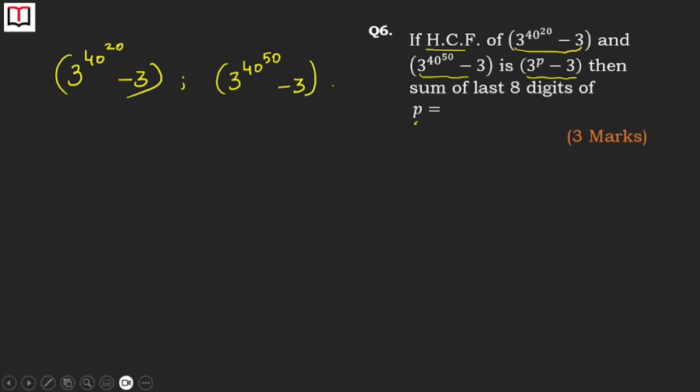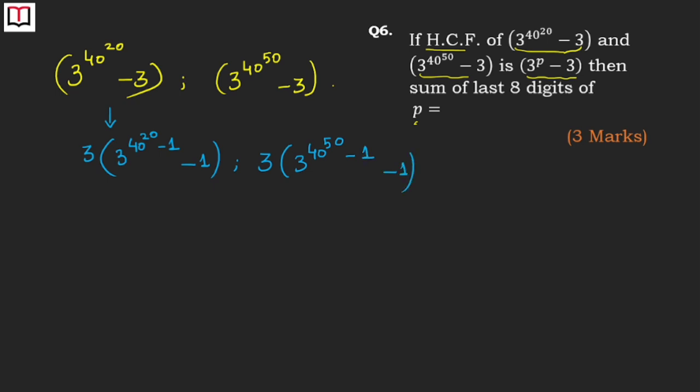If we leave the numbers in this form, it's really very difficult to analyze how to get the highest common factor. Of course, 3 is a common factor, that we know, but that doesn't make any sense. That's too simple a question. So let's take 3 out of it. So we have 3 times (3 raised to the power 40 raised to the power 20 minus 1, minus 1) and similarly 3 times (3 raised to the power 40 raised to the power 50 minus 1, minus 1) as the two numbers.